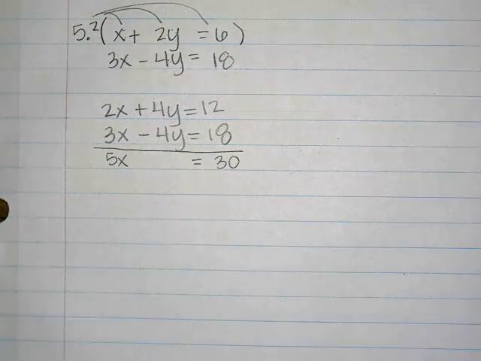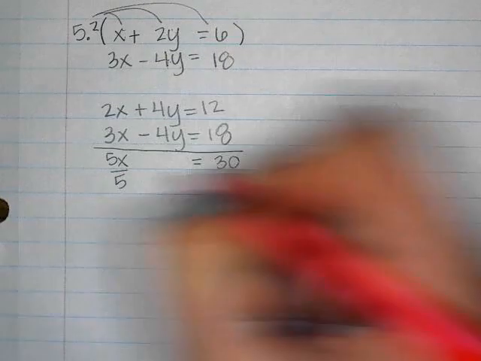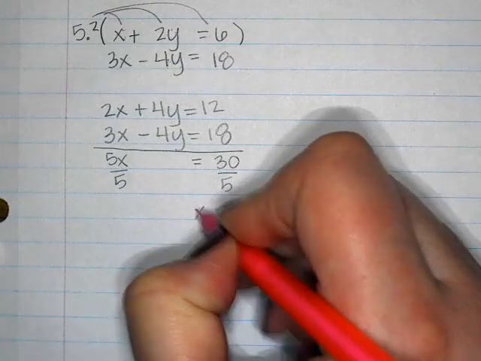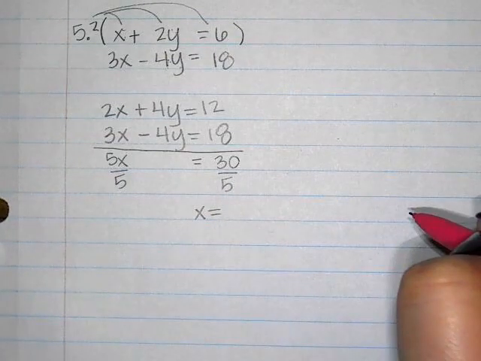And then what should we do from there? Divide by 5. Okay. X equals 6.